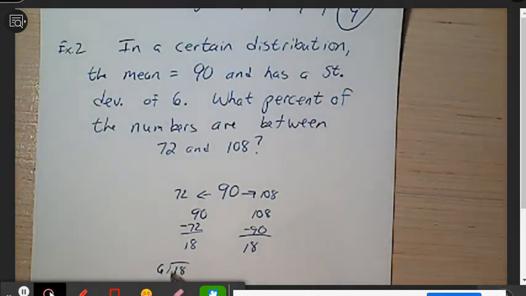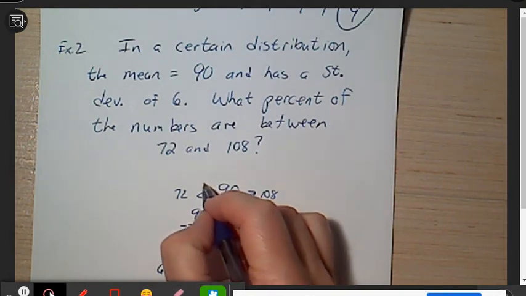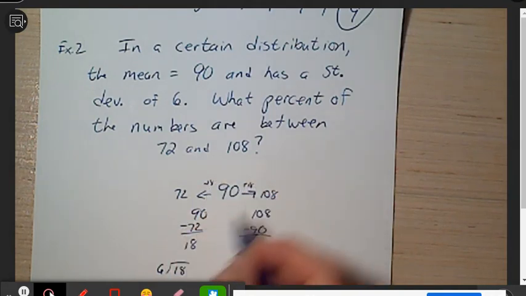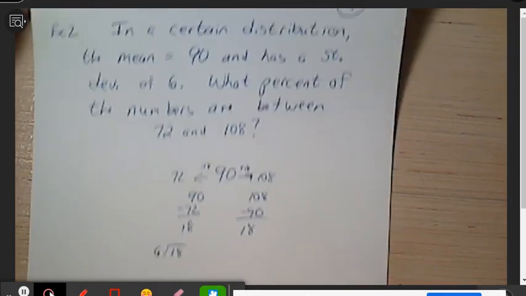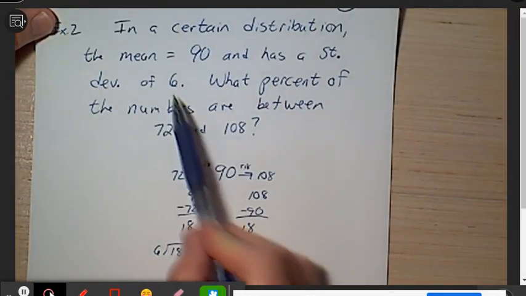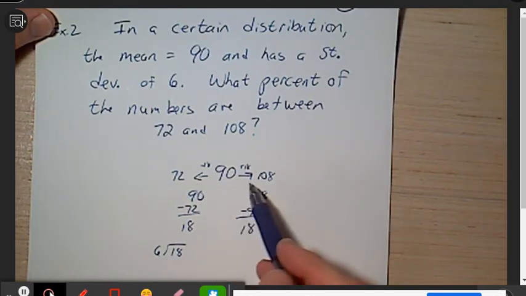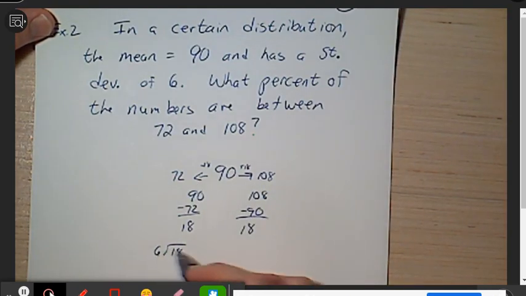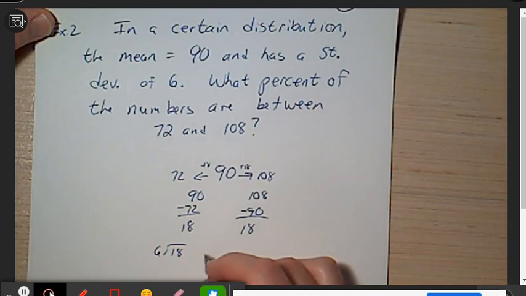So if you're going 18 in either direction from the mean, whether you go 18 down or 18 up, you've got to figure out how many standard deviations that is. Well, if it's 6, you're just going to take that number that you're moving in either direction and divide that number by your standard deviation. So that tells you that your k value would equal 3.